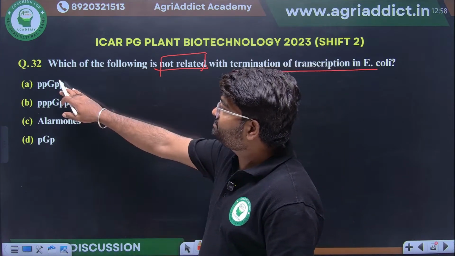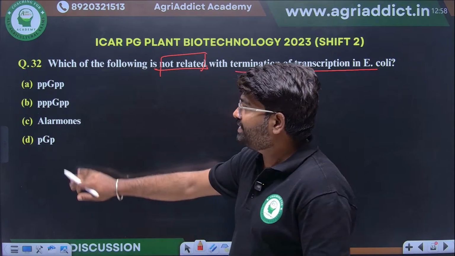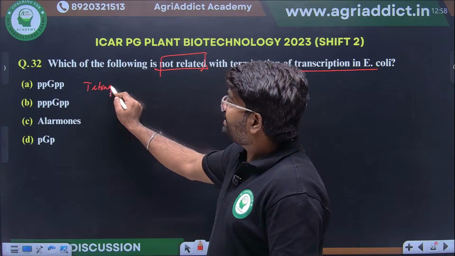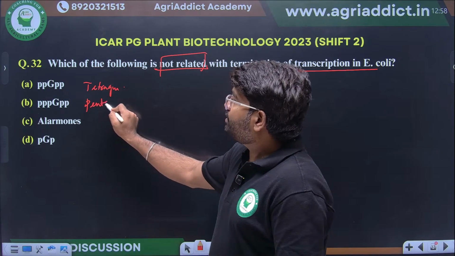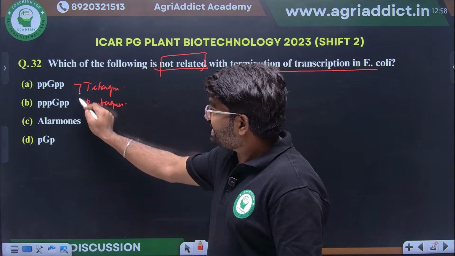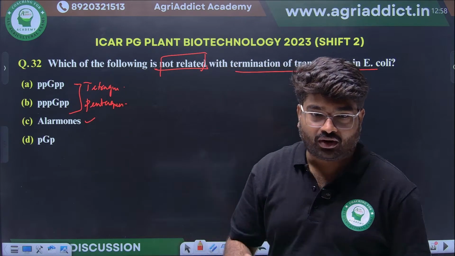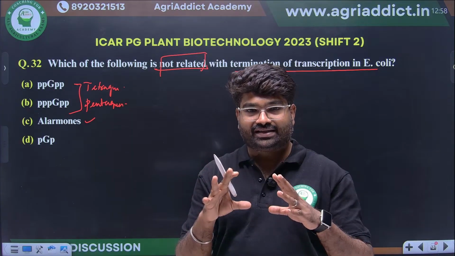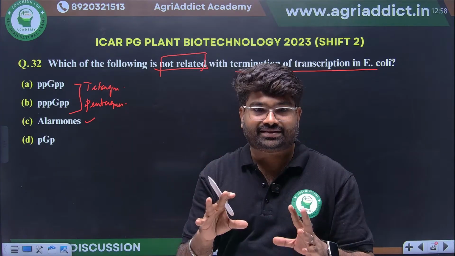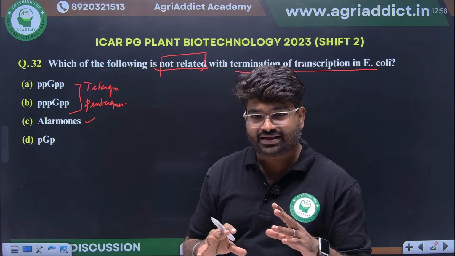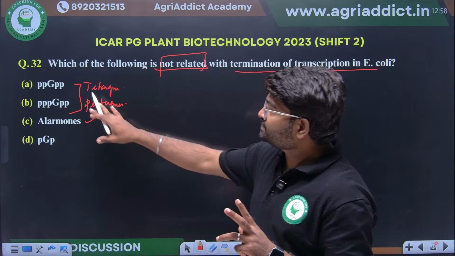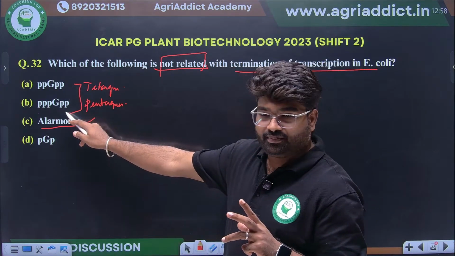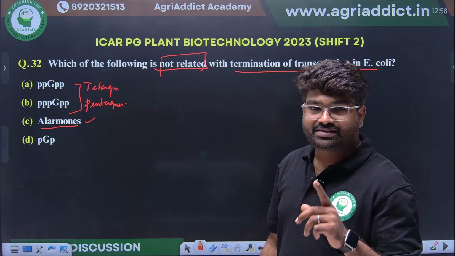First, we have to know what are pppGpp, ppGpp, and pGpp. This is tetraguanosine, and this is pentaguanosine. These classes are known as alarmones. That means if the E. coli cell has low energy status and amino acid is less in that cell, for example amino acid synthesis is less, the cell will produce signaling molecules known as alarmones. These are a class of alarmones.